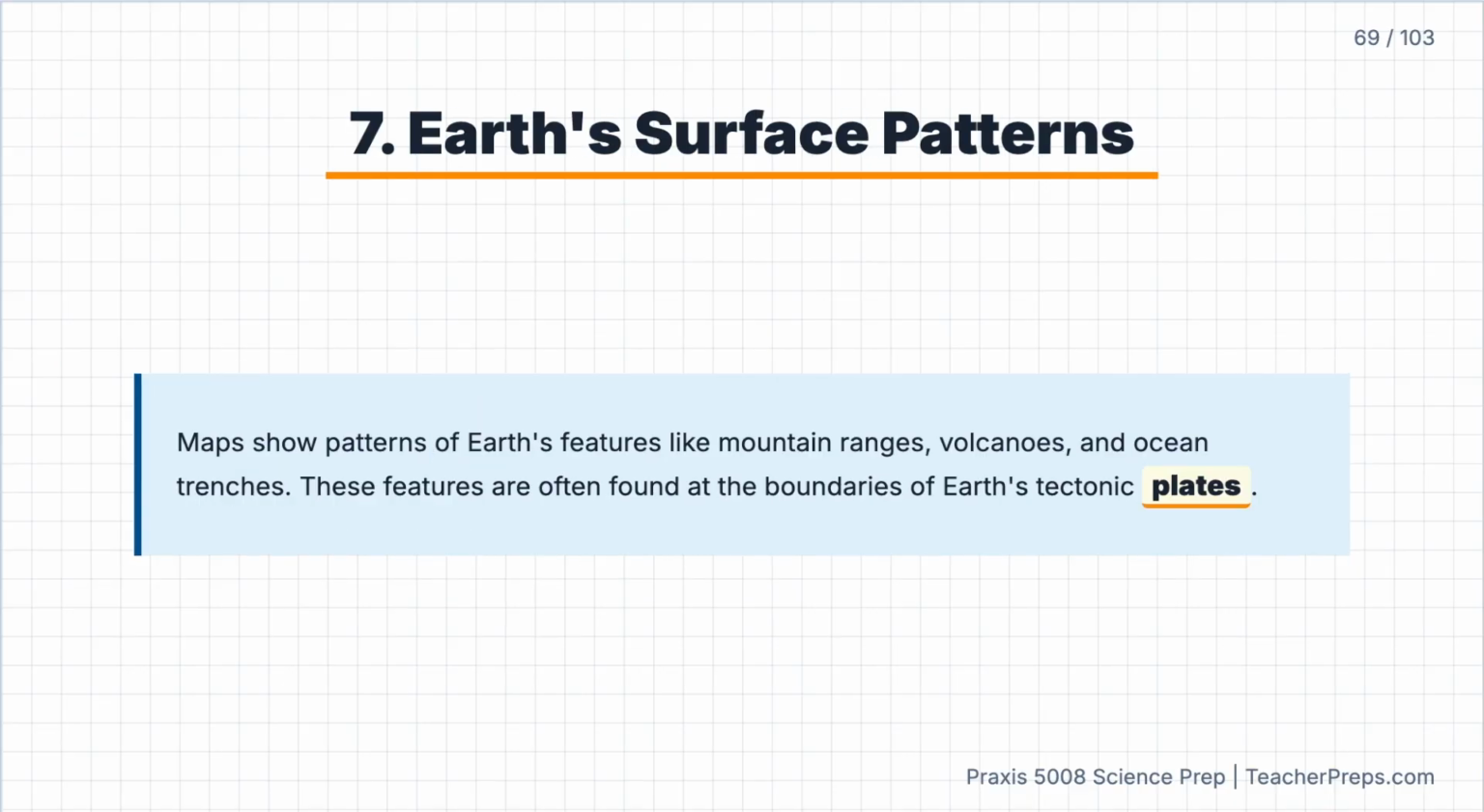Here we go. Section 7 is all about the Earth's surface pattern. So if you look at a world map showing earthquakes and volcanoes, you'll see that they do not happen randomly. They actually occur in patterns, mostly along the edges of the giant tectonic plates that make up the Earth's crust. Sometimes this is called the Ring of Fire.